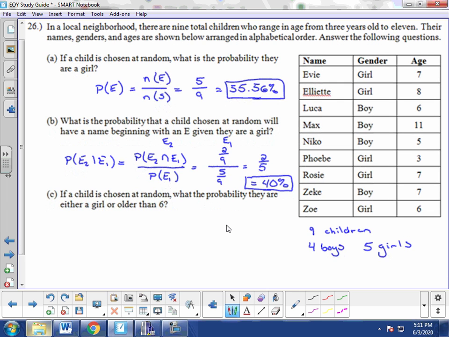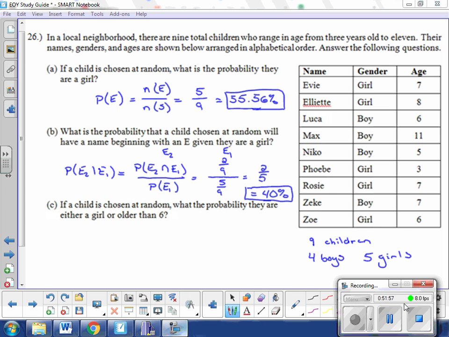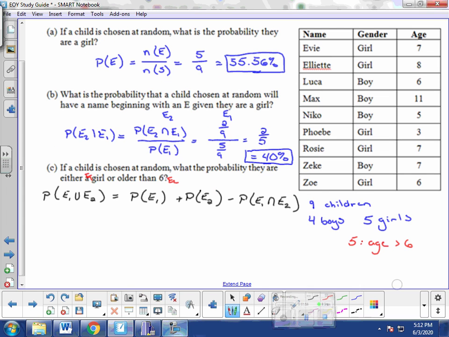The last question, C, says if a child is chosen at random, what is the probability that they are either a girl or older than 6? So let's let event 1 be that it's a girl, and event 2 be that we're choosing someone older than 6. What we can do is a probability of non-exclusive events here. So we have some overlap. We have some girls that are older than 6. So we can use the probability that event 1 or event 2 occurs.